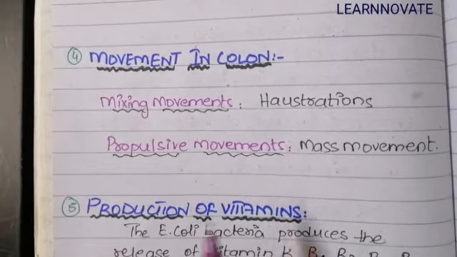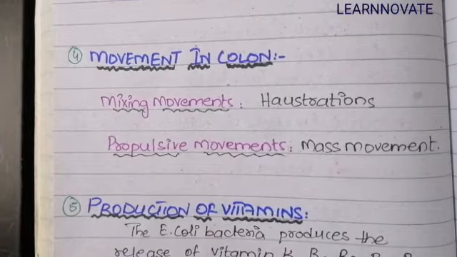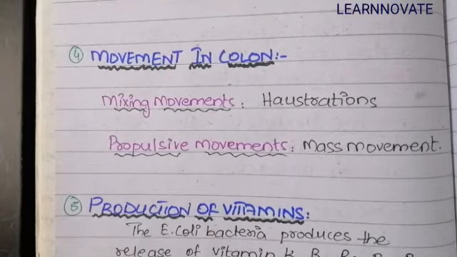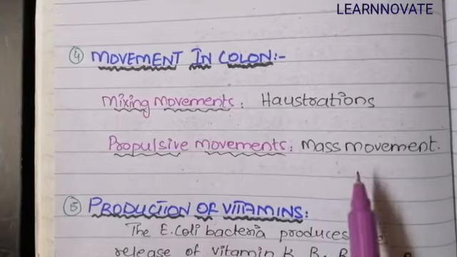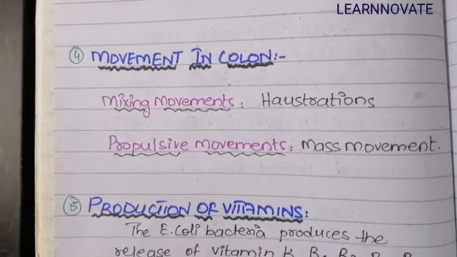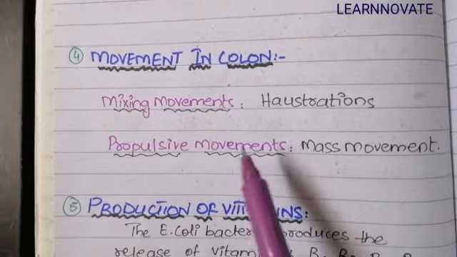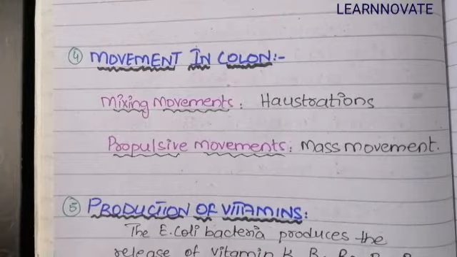The propulsive movement is like a mass movement, a very slow movement of the food from the area of the large intestine towards the rectum and then to the anal canal for excretion. So the propulsive movement is a mass movement. A large mass is propelled from the small intestine into the large intestine. So the 2 basic movements we have discussed are also physiological functions of the large intestine.